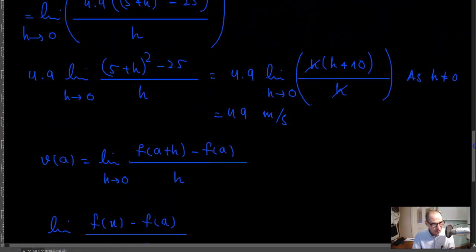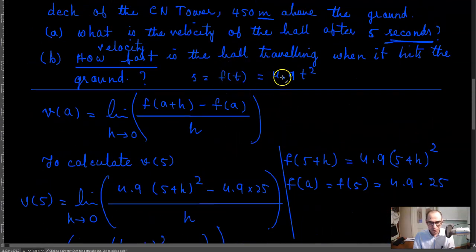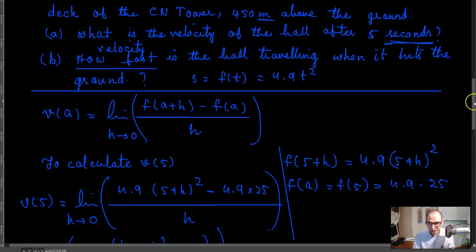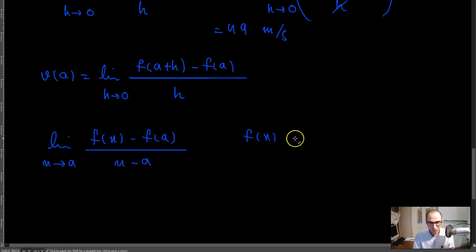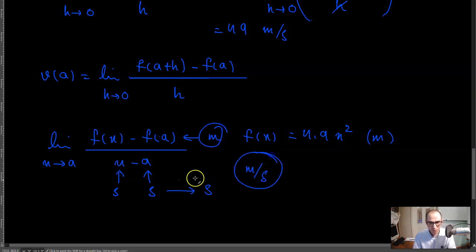Now, if I calculate it here, f of x would be, for example, 4.9 times x squared in this case, right? And of course, the unit for this is in meters. f of a would be the value of the function at some point in time, which again comes out as meters, right? And then x minus a, the unit for this is in seconds. So seconds minus seconds is going to give you seconds, and meter minus meter is going to give you meter. So the unit becomes meters per second, right? That's the reason why you take the unit that way.